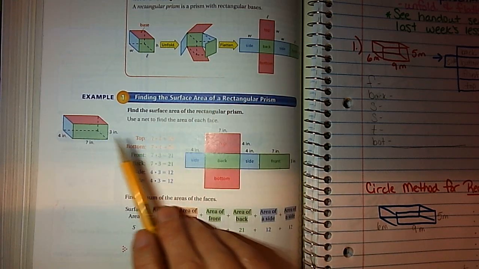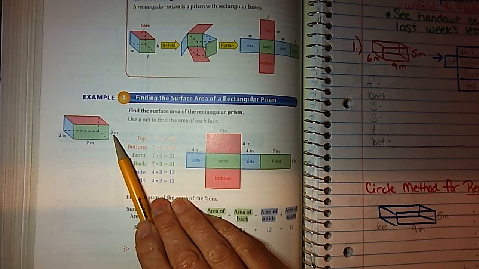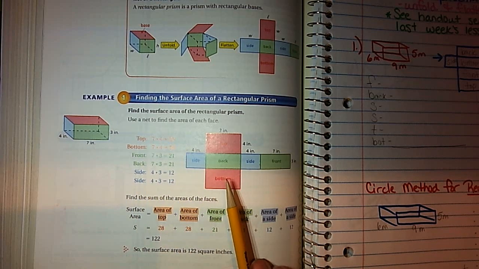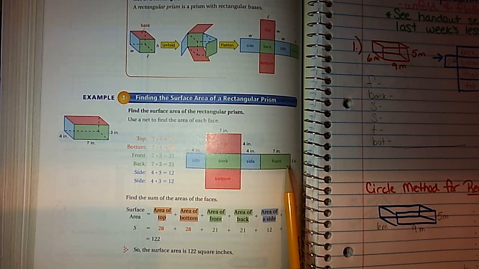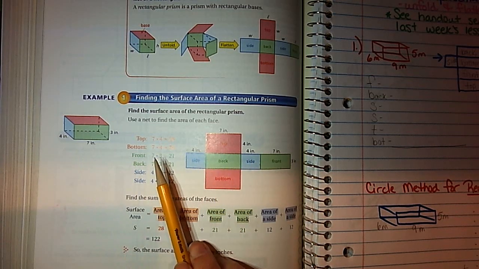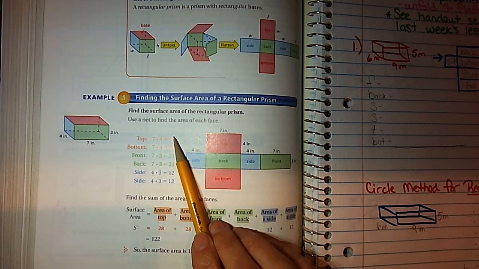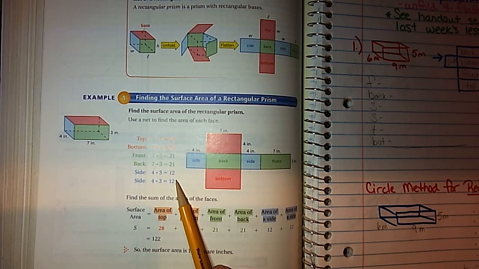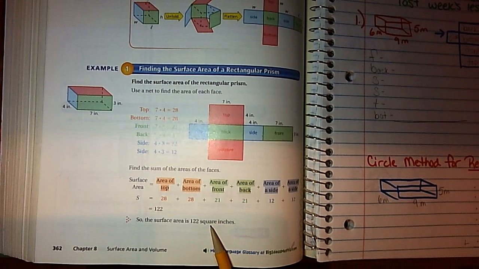Okay, so they have this box. Now they have dimensions on it. These are all in inches. So they unfolded the box, and then they put those labels where those dimensions would be, and then they found the area of each individual face. Here are those areas. And then to find the surface area, all you do is add up all those numbers, and they got 122 square inches. All units are in squared units.